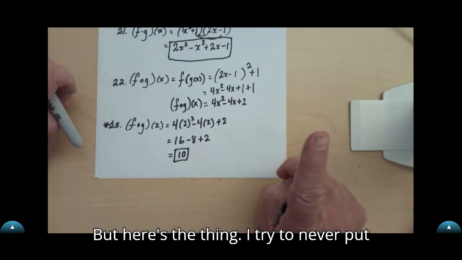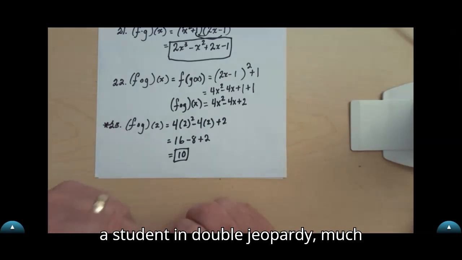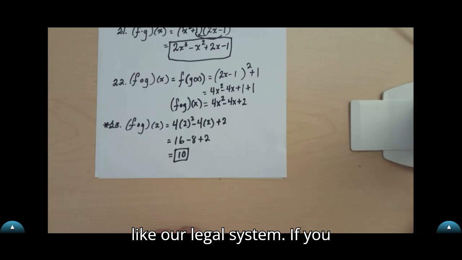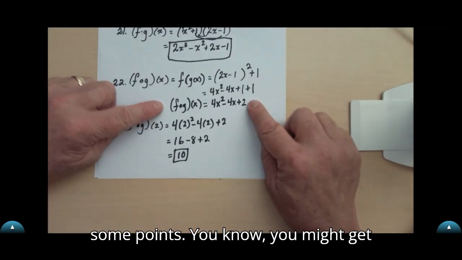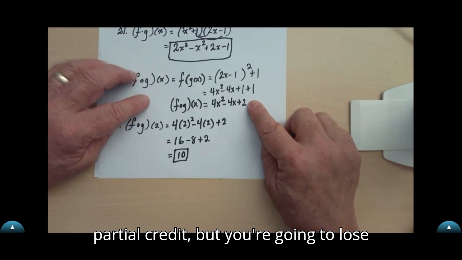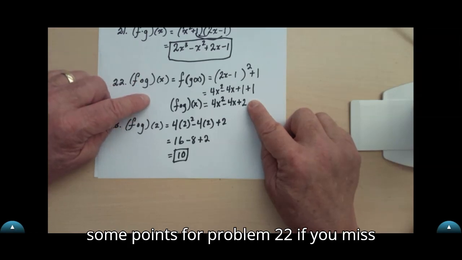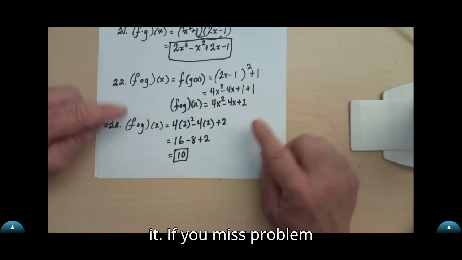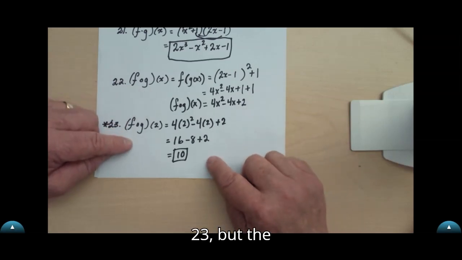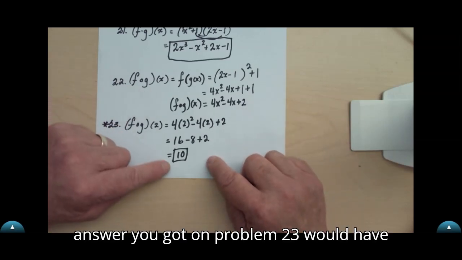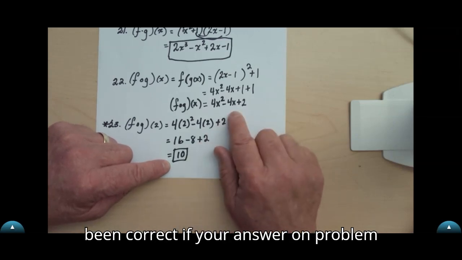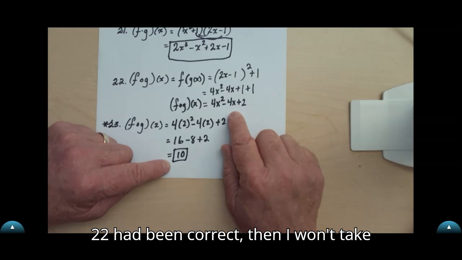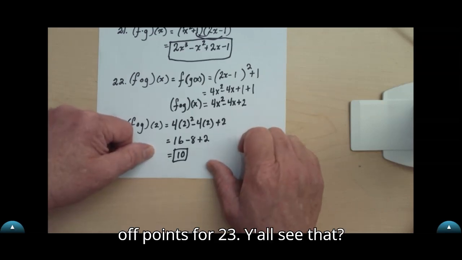But here's the thing. I try to never put a student in double jeopardy. I'm much like our legal system. If you miss problem 22, you're going to lose some points. You might get partial credit, but you're going to lose some points for problem 22 if you miss it. If you miss problem 23, but the answer you got on problem 23 would have been correct if your answer on problem 22 had been correct, then I won't take off points for 23.